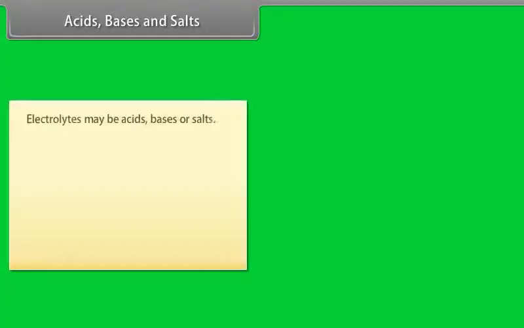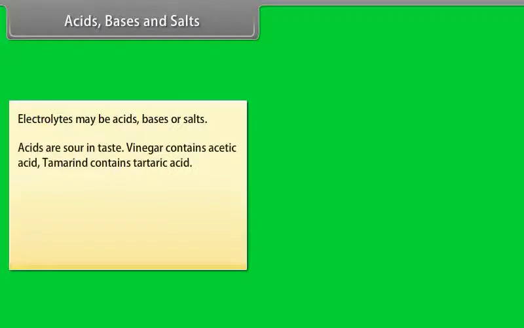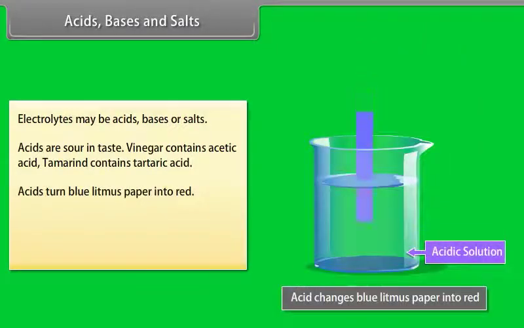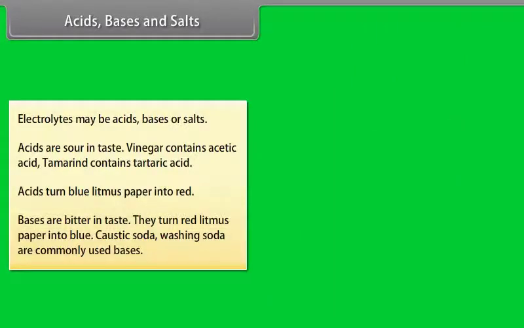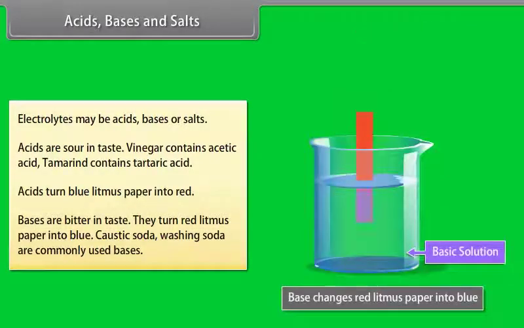Acids, bases and salts. Electrolytes may be acids, bases or salts. Acids are sour in taste. Vinegar contains acetic acid. Tamarind contains tartaric acid. Acids turn blue litmus paper into red. Bases are bitter in taste. They turn red litmus paper into blue. Caustic soda, washing soda are commonly used bases.